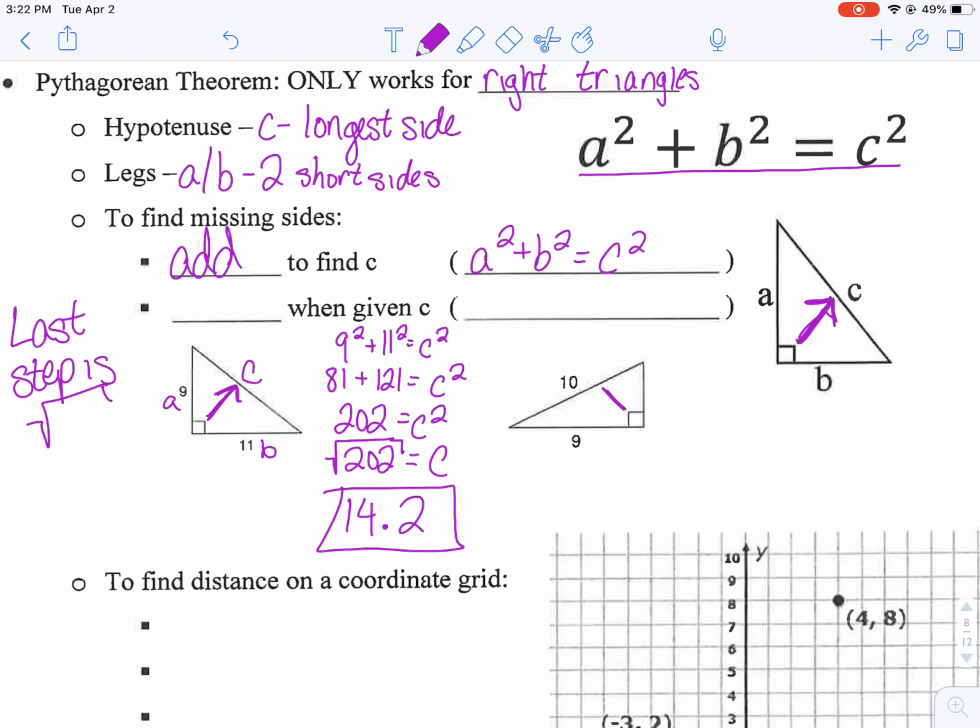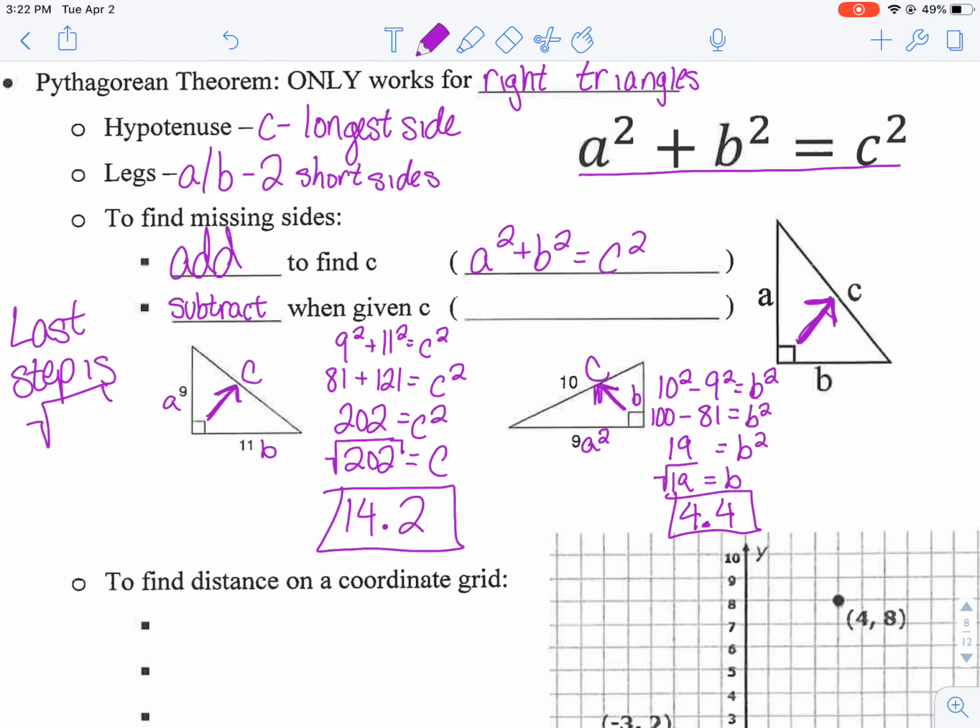But sometimes they give me C. When they give me C, I have to subtract. 10 squared minus 9 squared, which we'll say is A, because we are looking for that B, is equal to B squared. 10 squared is 100 minus 81, which is 19. I got to take that square root of 19, and I end up with 4.4.